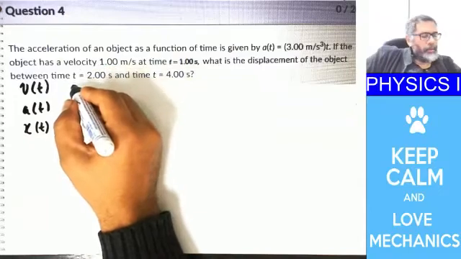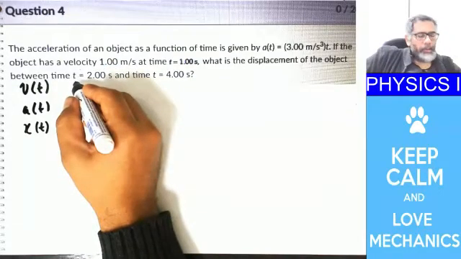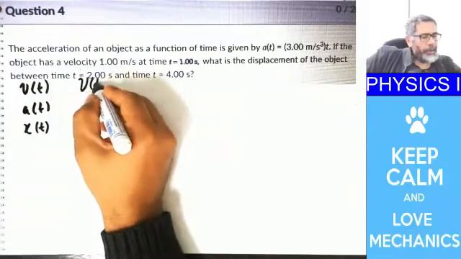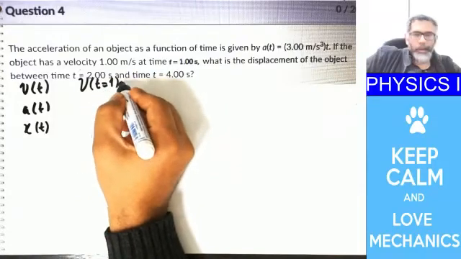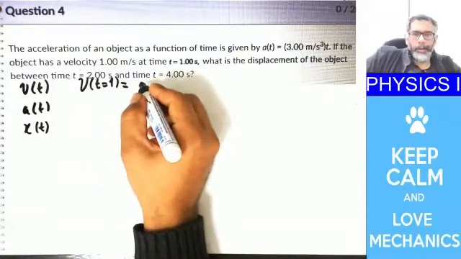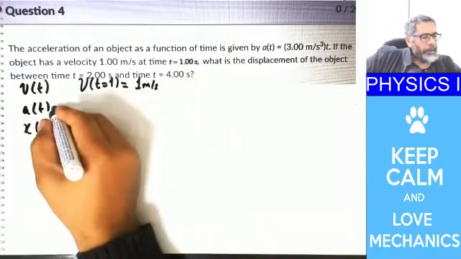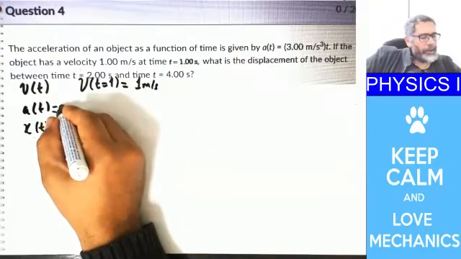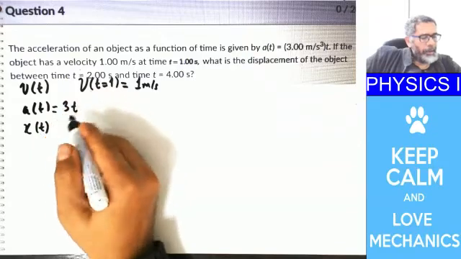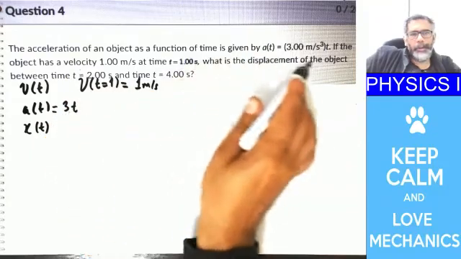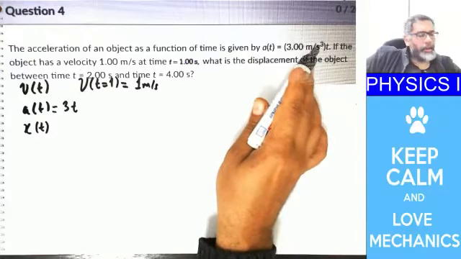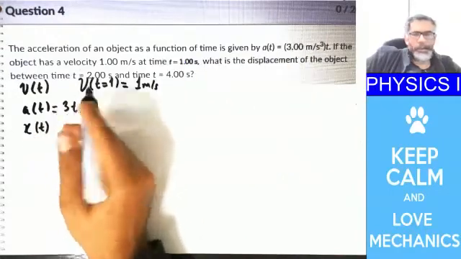What is given in the problem is that the velocity at time t equals 1 is 1 meter per second. And the acceleration is given as 3 times t. I just dropped the units over here. So I just write this as 3t.